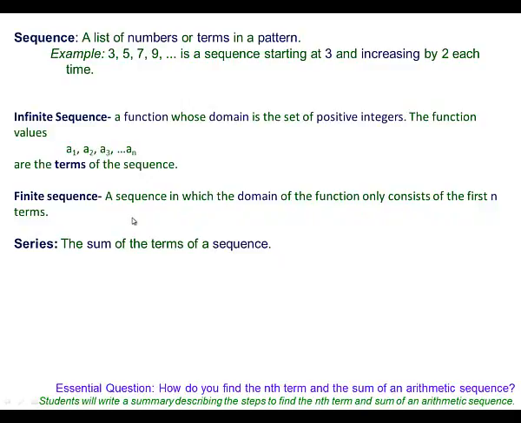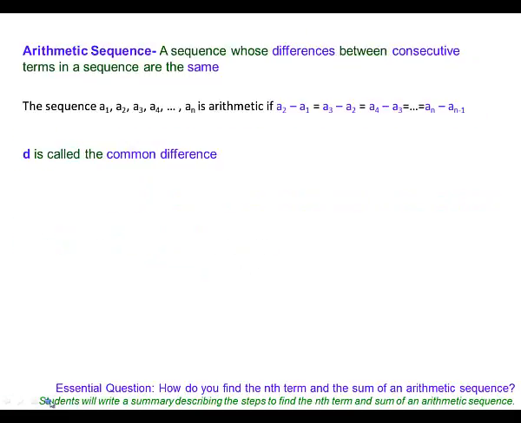A finite sequence is a sequence in which the domain of the function only consists of the first n terms. So that means it stops after n terms, maybe 5 terms or 20 terms. A series is the sum of the terms in the sequence. So when we add up the terms of the sequence, that's what we call a series. You've got to write that one down, so fill that one in.